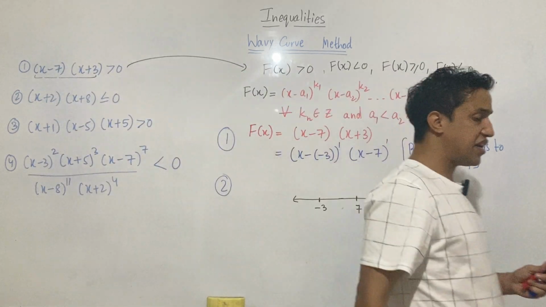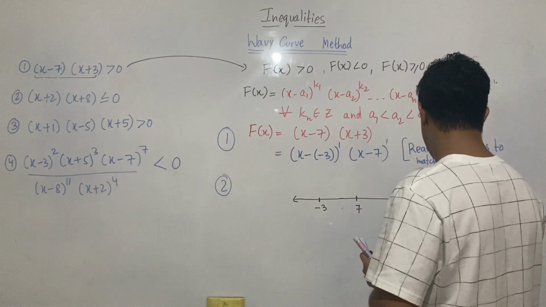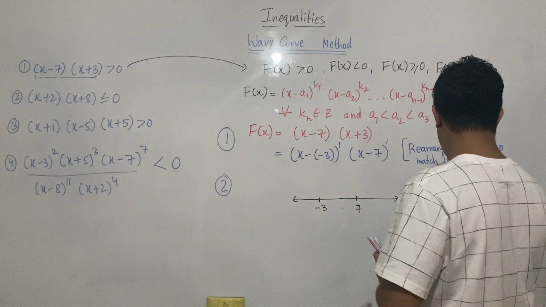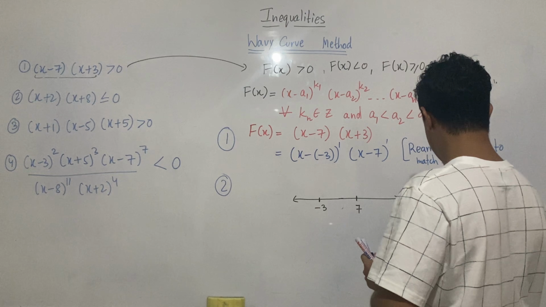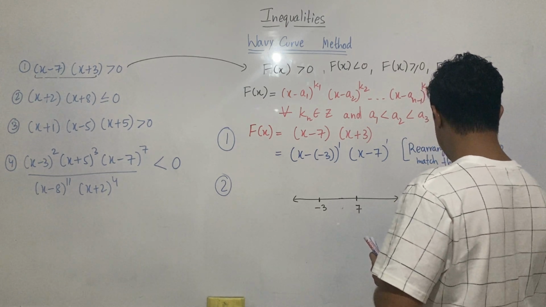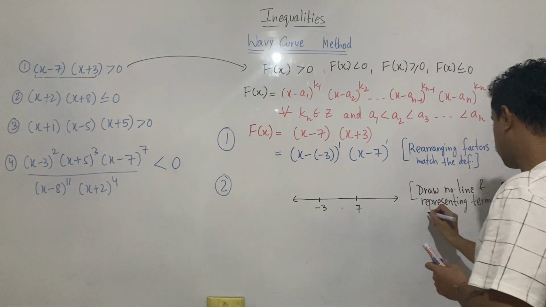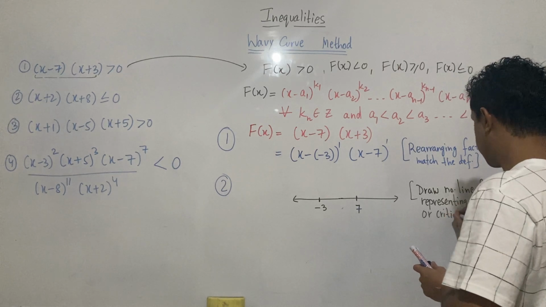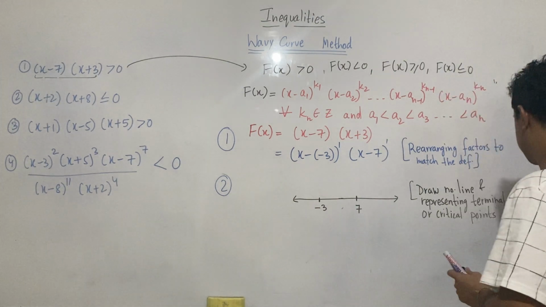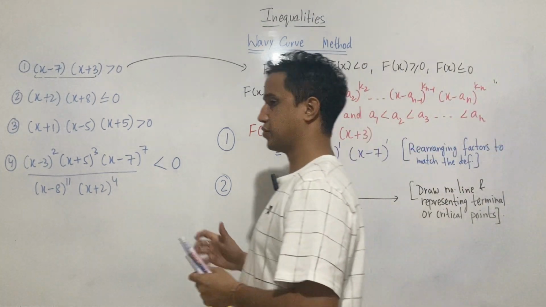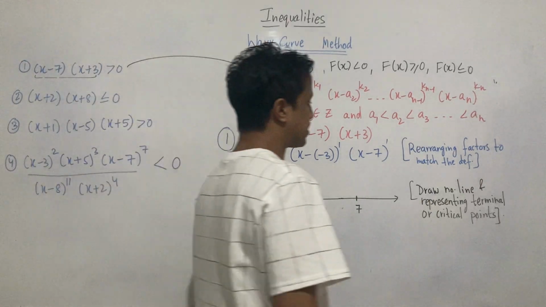Now see here. So my second step is to draw the number line and represent terminal points or critical points. Okay, terminal or critical points. I hope it is visible to you. Yes. Now step number 3.